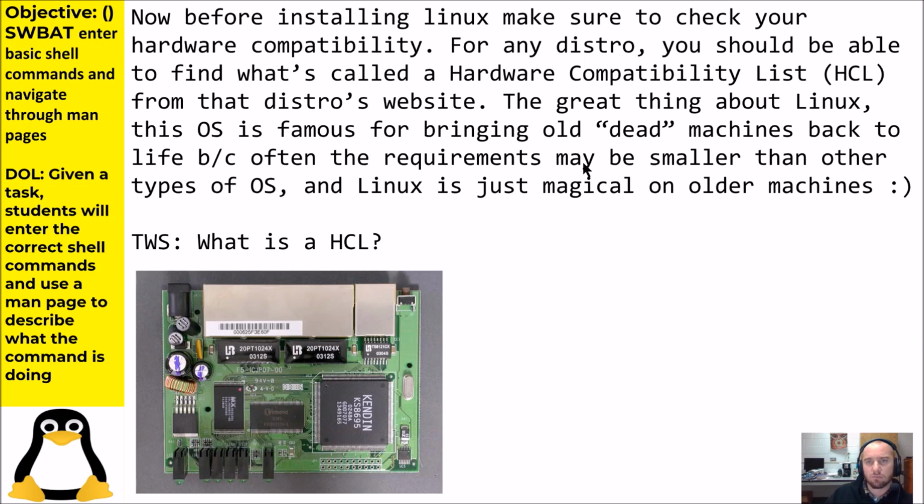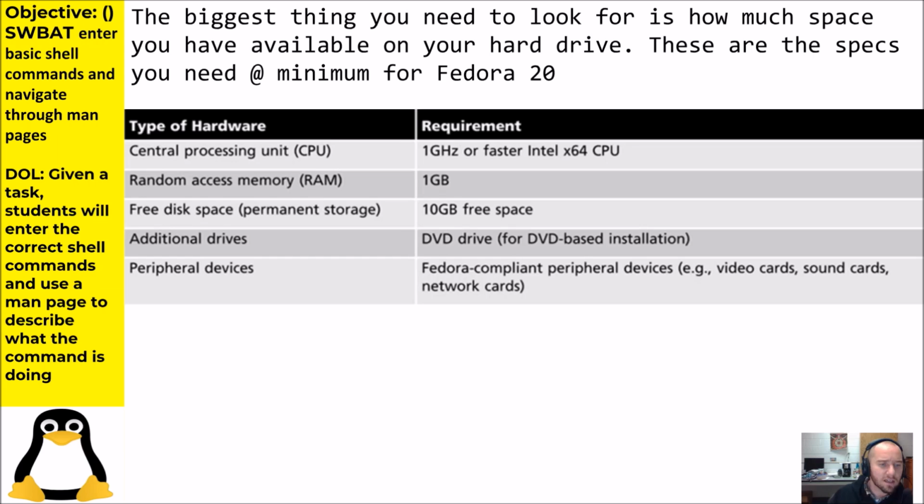But for most distributions here, you're going to have on their website a hardware compatibility list, abbreviated HCL. And the great thing about Linux is this operating system is famous for bringing old dead machines back to life, meaning the requirements are not very high and it just makes systems run better than they did before. So let's take a look at a very special HCL here for a Fedora Linux distribution. And again, these numbers are an at minimum kind of number.